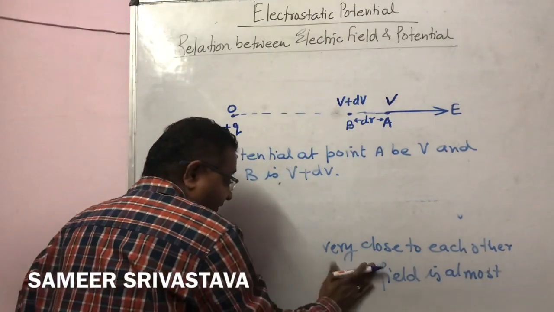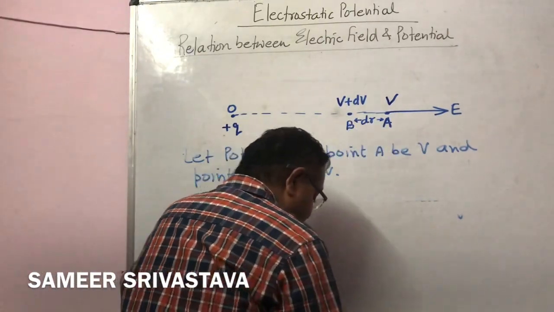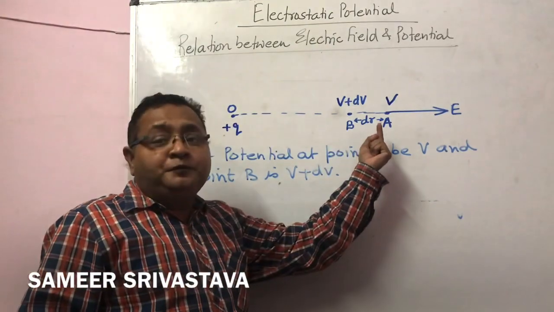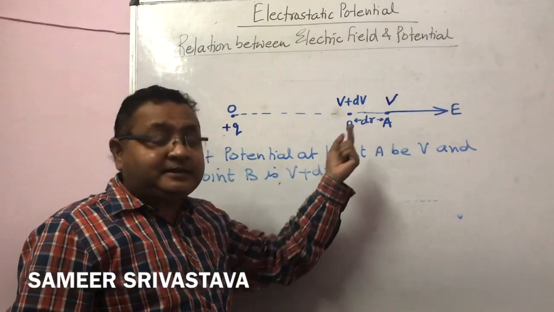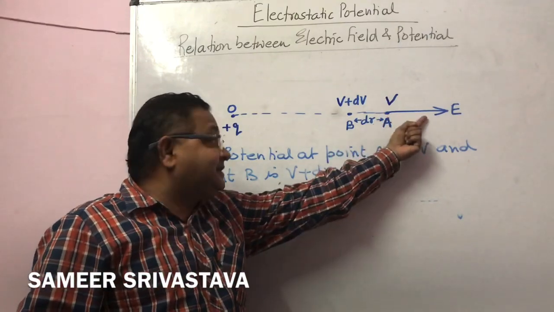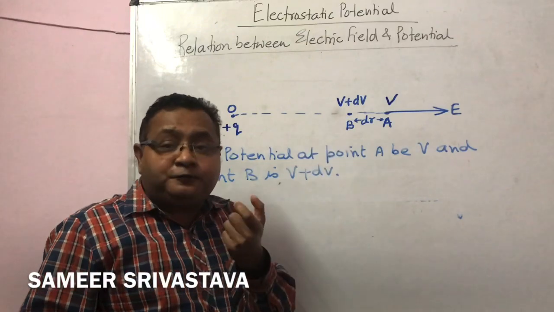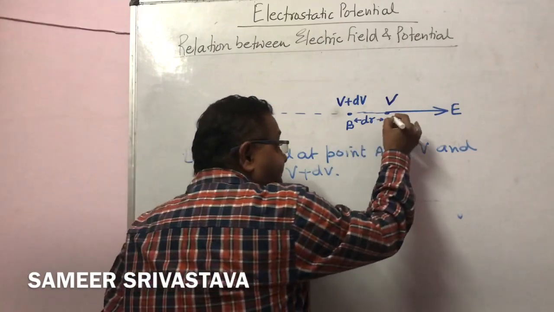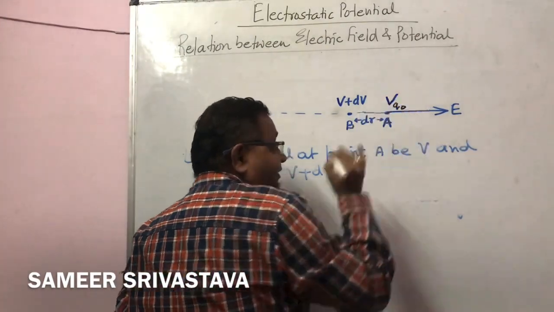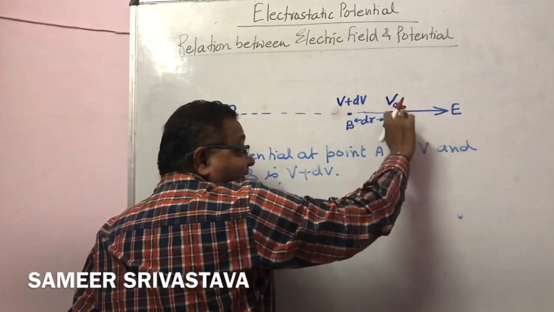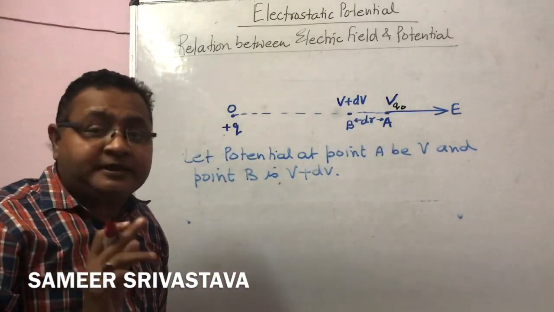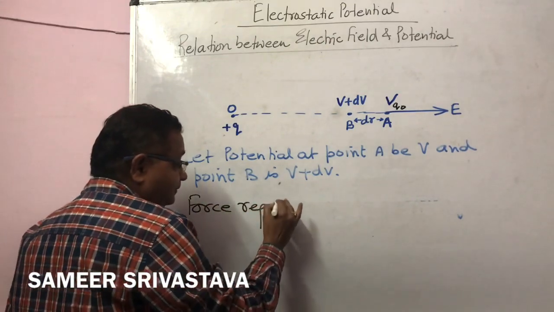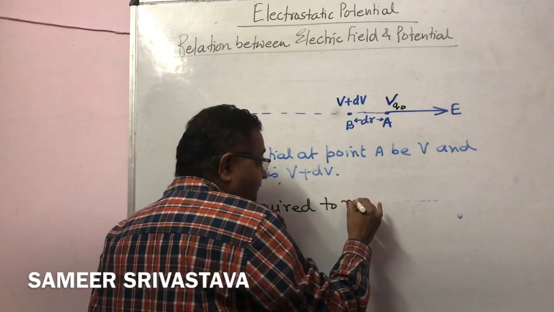Now what next? If we move a small point charge Q naught against this electric field, how much force is required? Again, I am repeating: if we move a point charge Q naught against this electric field, how much force is required?